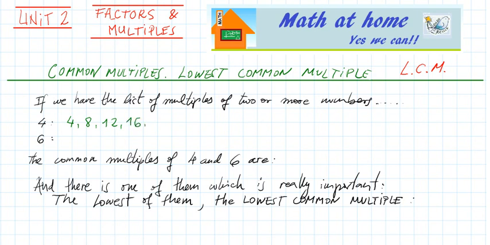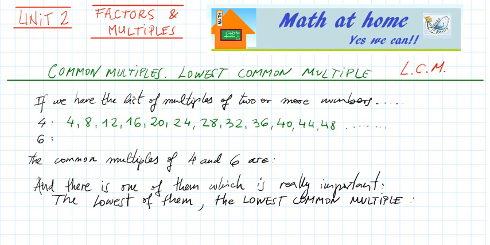16, 20, 24, 28, 32, 36, 40, 44, 48. Does it finish? It has no end. So you can write dots to mean that there is no end in this list, because the list of multiples of a number is endless. You cannot finish the list.